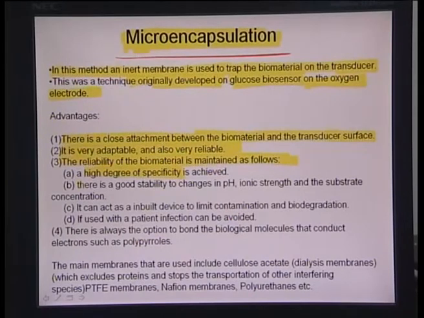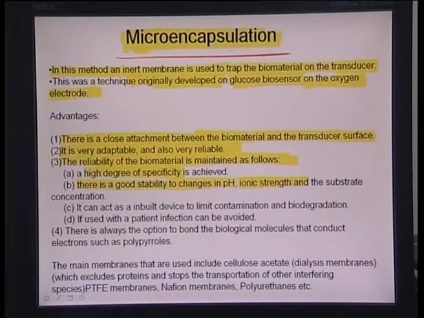And also, there is good stability to changes in pH, because the biomaterial is in its own nascent state, with no chemical change whatsoever. Therefore, a pH change would typically induce only very small changes to the parent molecule. Whatever those changes are would get registered, as opposed to a case where you would have already modified the biomaterial, where the changes would be much more drastic in nature. It also stabilizes the material against different ionic strengths of the solutions and different substrate concentrations. It can act as an inbuilt device to limit contamination and biodegradation.